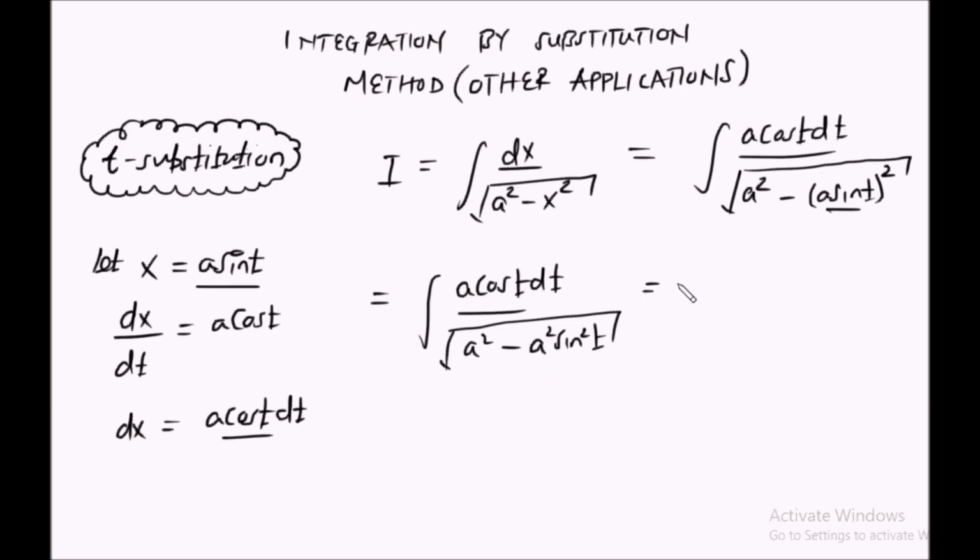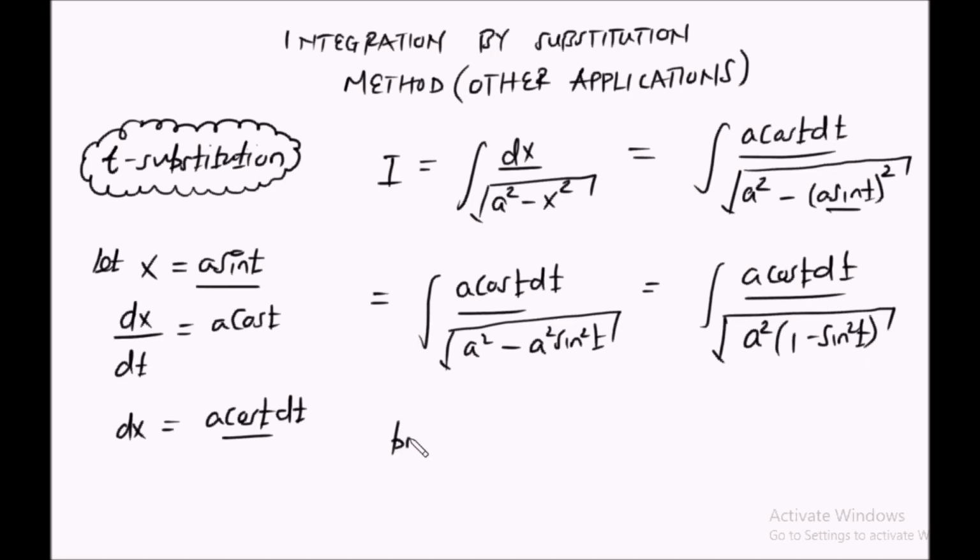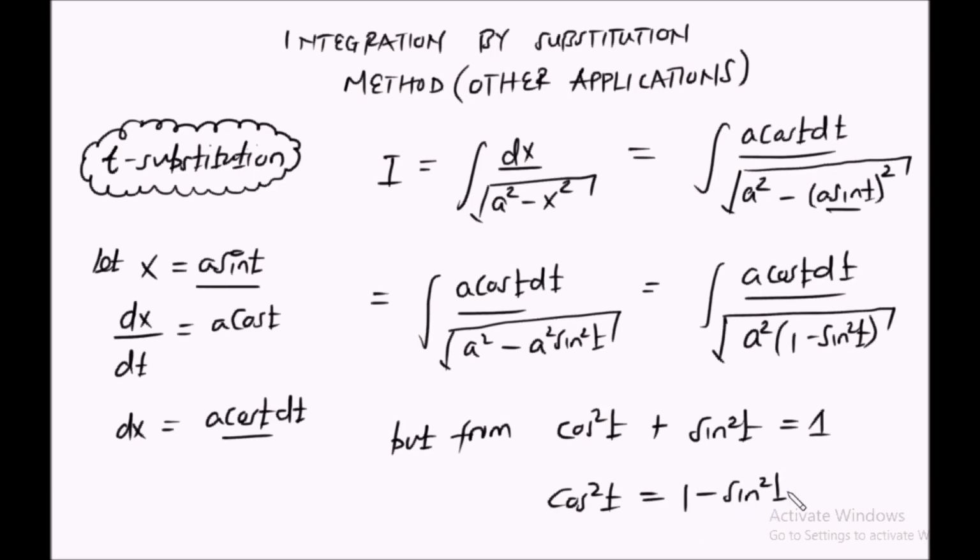So a squared naweza nikaifactor nje because it's common hapa na hapa. It then becomes a cos of t dt over, we have a squared, ndani tunabaki na 1 minus sin squared t. But from your trig knowledge, unajua kwamba cos squared t plus sin squared t sawa na 1. So this just means kwamba cos squared t ni sawa na 1 minus sin squared t. Kwa hiyo kumbe hii 1 minus sin squared t unayoiona hapa is just cos squared t.